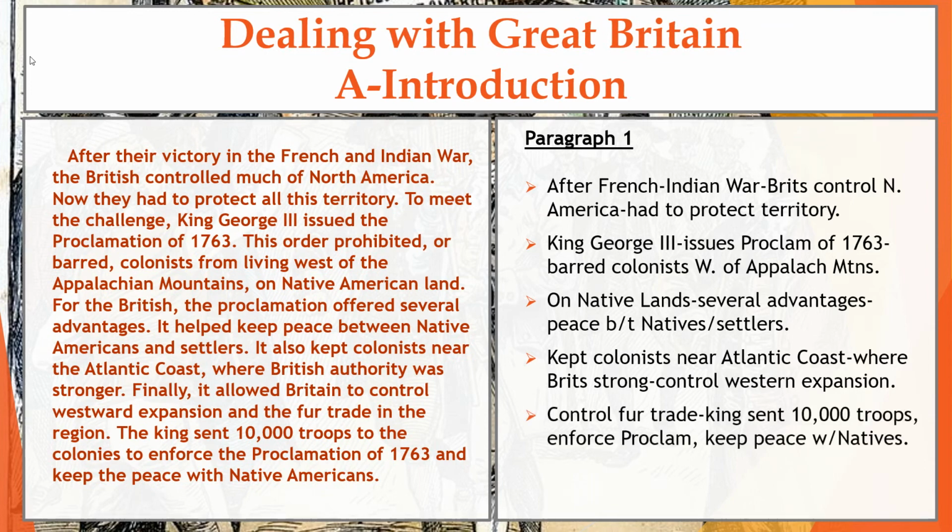Okay, a control fur trade. King sent 10,000 troops. Enforce proclam. Keep peace with natives. I really simplified those last 2 sentences. I broke them down. I believe that's my last one. Yep, I'm there. So there's my summary of this rather long paragraph. I had it into 5 bullets, and that's not a shock given the size of that paragraph. When you look on page 112, that's almost that entire page 112 in that one introduction. It's a lot right there.